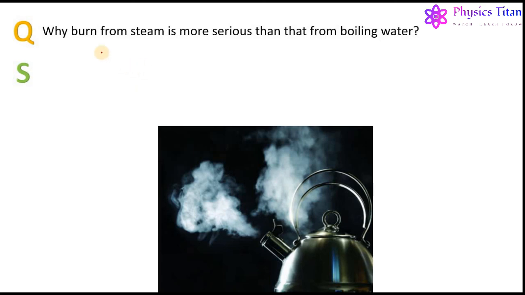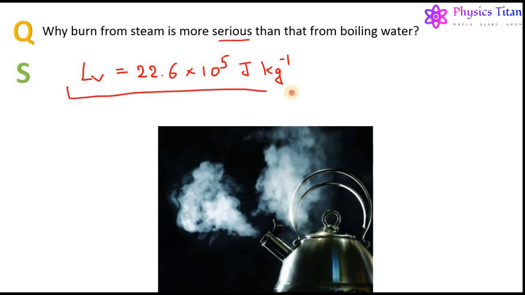Now let us take an example. Why is a burn from steam more serious than that from boiling water? It is because the latent heat of vaporization for water is equal to 22.6 times 10 to the power 5 joule per kg. That is, at the boiling point of water, the steam or the gaseous form of water contains this much amount more energy than the boiling water, and this extra energy is responsible for a more serious burn than that from boiling water.